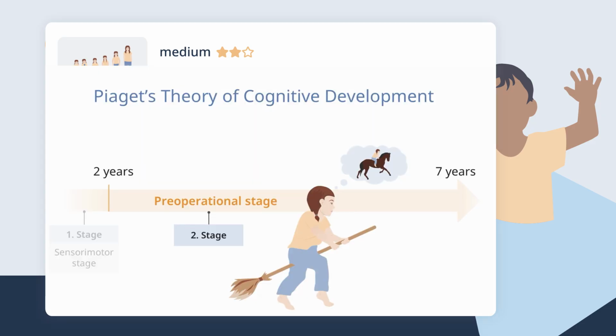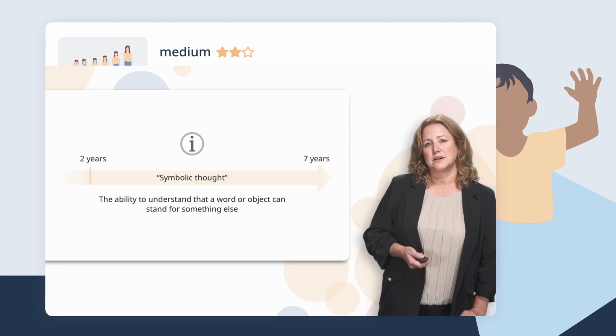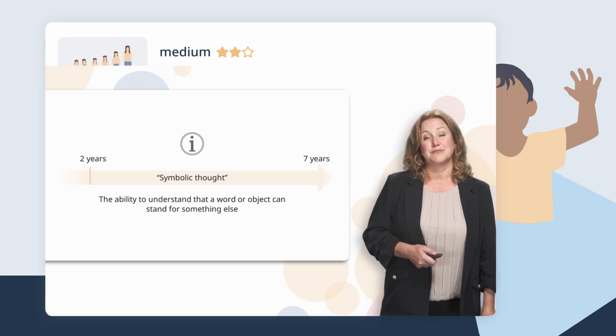And that's the preoperational stage. It begins about age 2, it ends about age 7. This stage is marked by symbolic thought. So that is the goal of this stage. Symbolic thought means the ability to understand that a word or object can stand for something else.